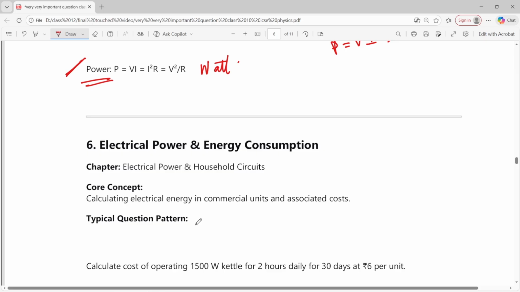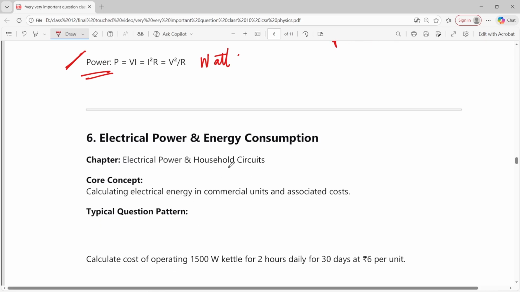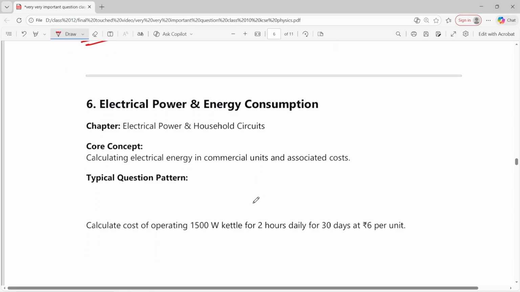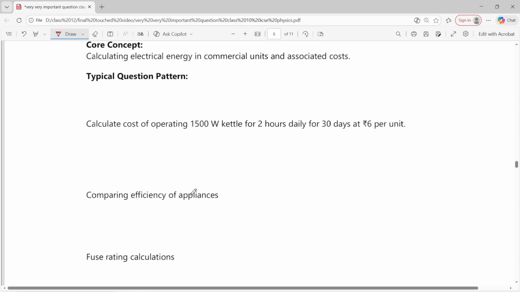Okay. Electrical power, energy consumption, electrical power and household circuits. Calculating electrical energy, commercial unit, associated cost. Suppose here the calculation is: calculate the cost of operating a 1500 watt kettle for 2 hours daily for 30 days, at 6 rupees per unit cost. Watt means per second. So 1500 watt for 2 hours.